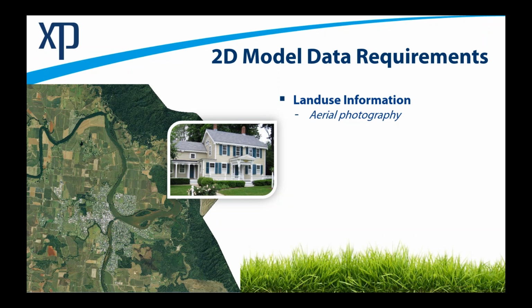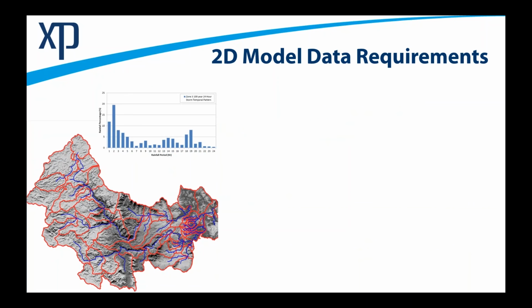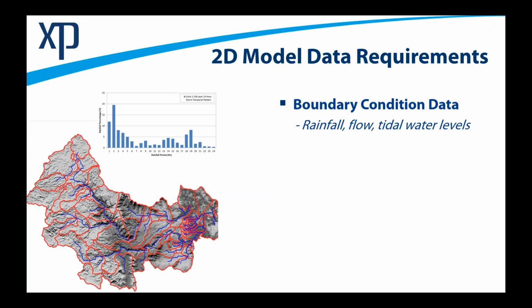Okay, so the third data set is our boundary conditions. Now, boundary conditions represent where water is entering our model, and you need to get those volumes and those flows correct. So sources of information there are typically rainfall data sets. For Australia, the Bureau of Meteorology has done a great job in providing those data sets for the full range of design events. And Ben, you mentioned that XP now offers a service to source that data.